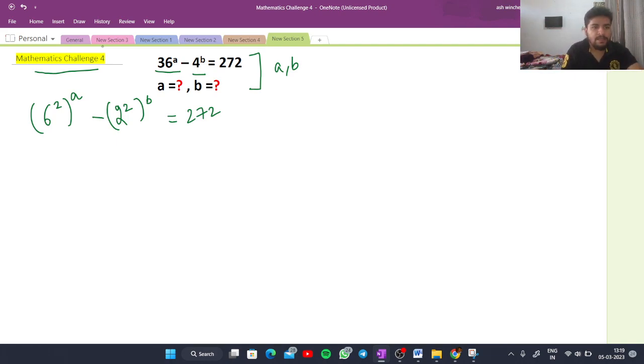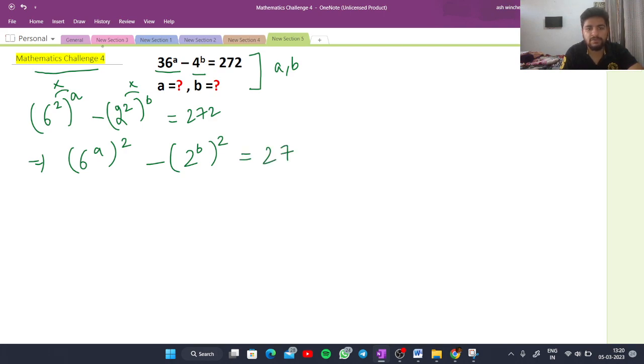Now, as these both are in multiplication, we can rearrange them. After rearranging, this will be 6 raised to power a multiplied by 2, minus 2 raised to power b multiplied by 2, sorry, powers 2, equal to 272. Now I can see this is in the form of the identity a square minus b square, which will be (a plus b)(a minus b). We can write it in this form.